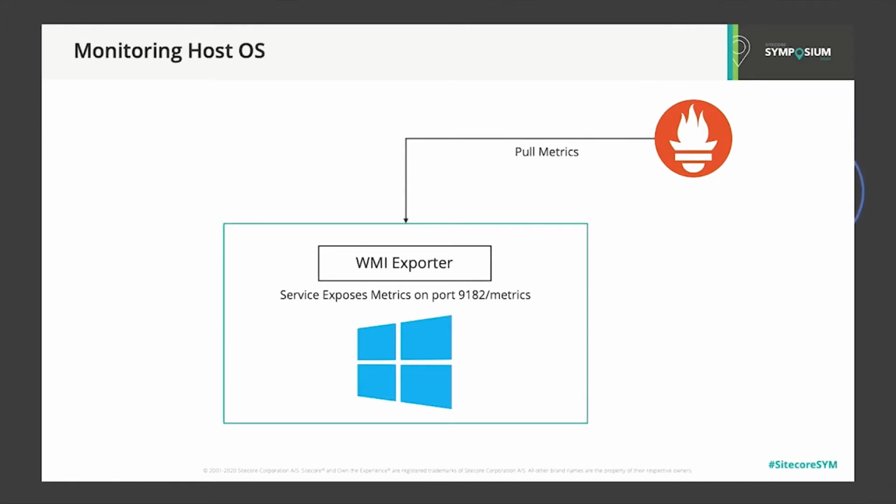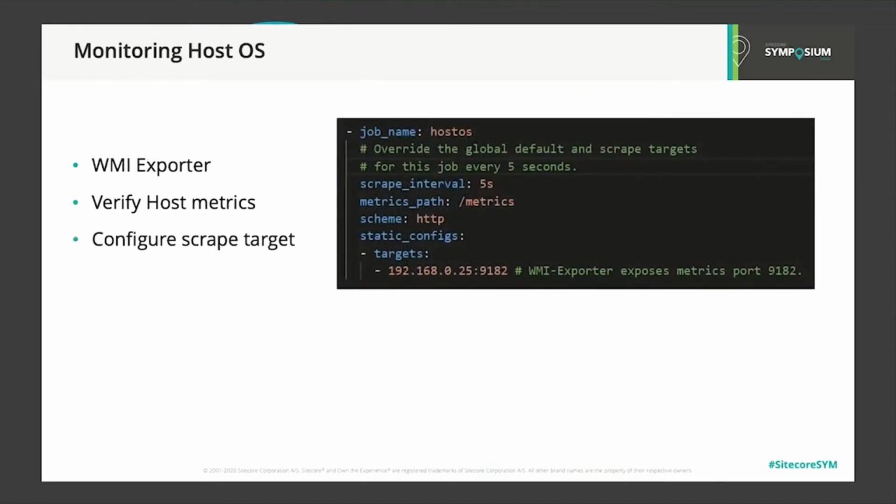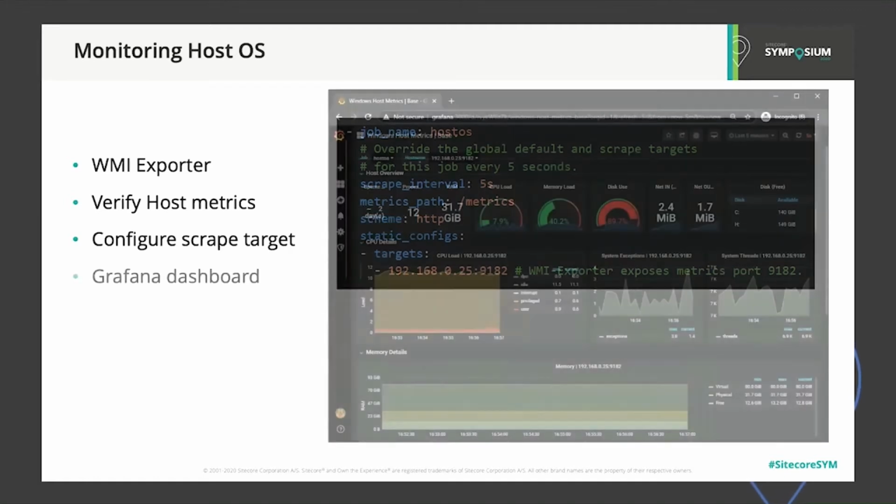WMI Exporter is available on GitHub, runs as a Windows service, and exposes metrics on default port 9182. It can be used to monitor a range of Windows services and components, including IIS and SQL. Once installed, you can verify the service is running and the metrics are being exposed, ready for scraping, on localhost port 9182. Now we can configure Prometheus to scrape the host metrics target. By adding a new job, we just need to define the IP and port and specify the scrape interval.